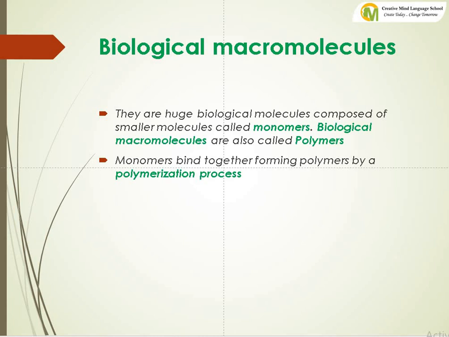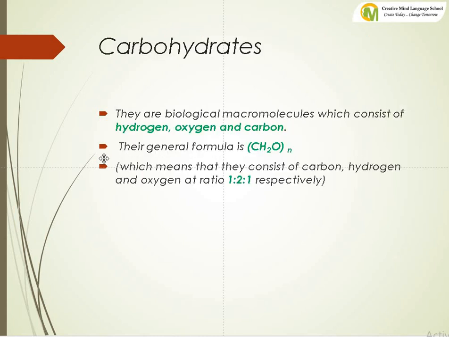Okay, and we have the basic macromolecules, carbohydrates, the first one we study today in chapter 1, unit 1. They are biological macromolecules which consist of hydrogen, oxygen and carbon. Their general formula is CH2O, which means they consist of carbon and hydrogen basically, and oxygen, 1 to 1 respectively.